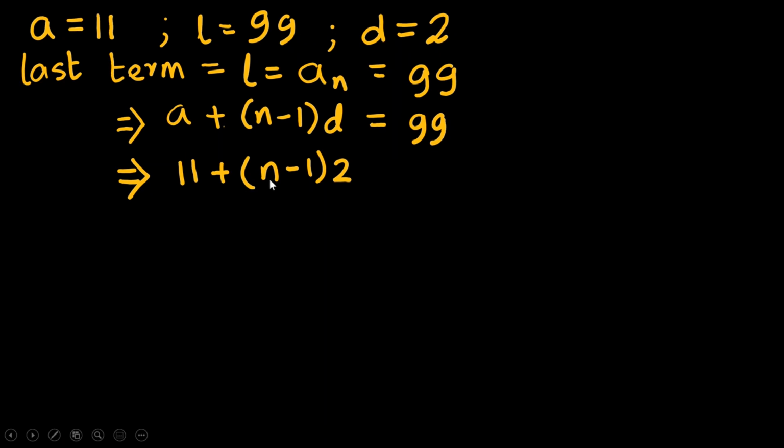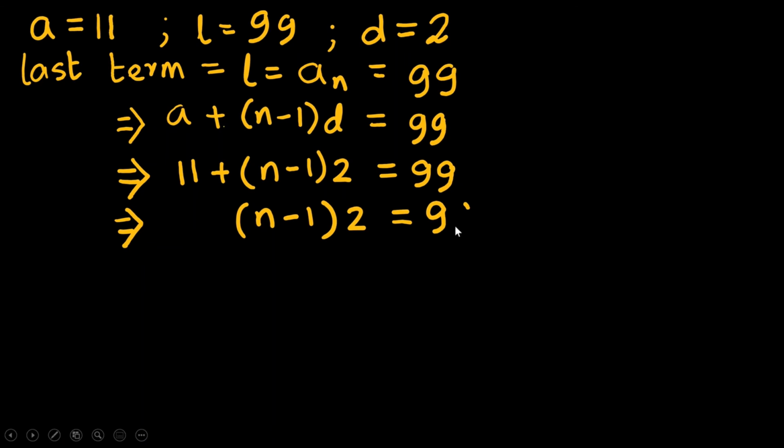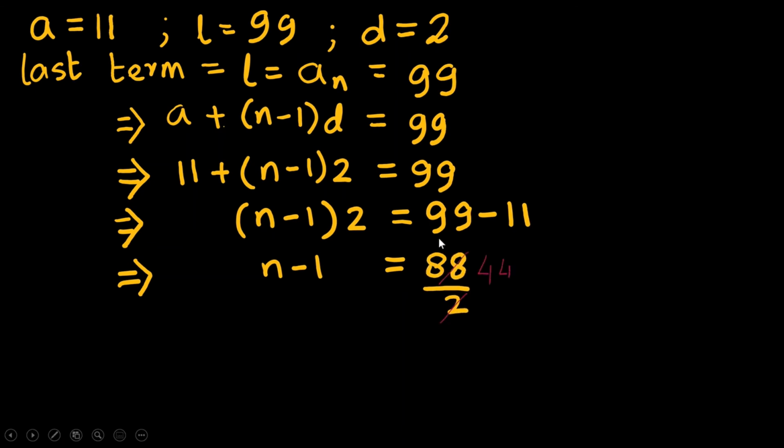So n will keep it as is, n minus 1 times 2, that is 99, right? So next step is n minus 1 times 3, 11, you take it to the other side, right? So that you get it as 99 minus 11. What is the value now? n minus 1 is equal to 99 minus 11 is 88 divided by 2. Now you can cancel out to 44. Understood?